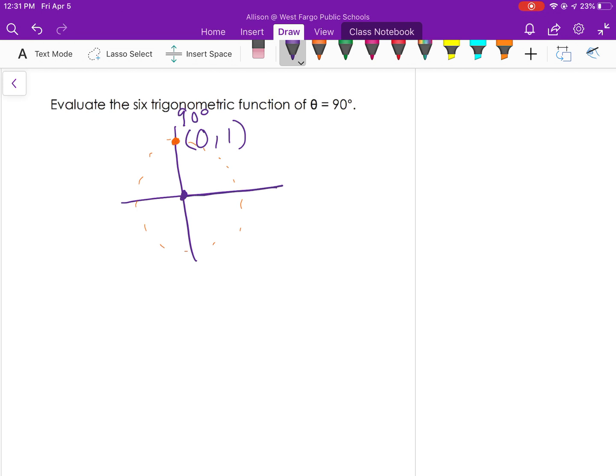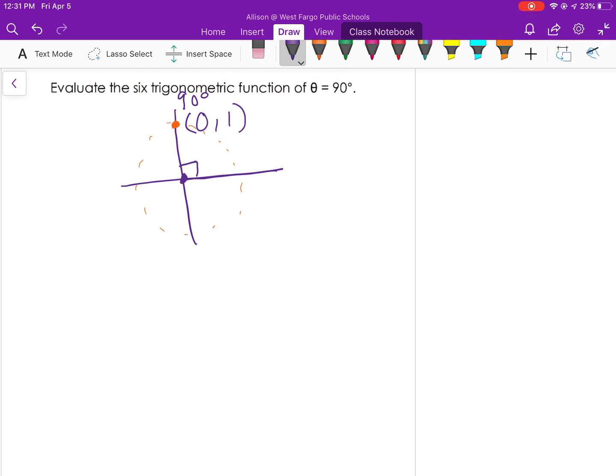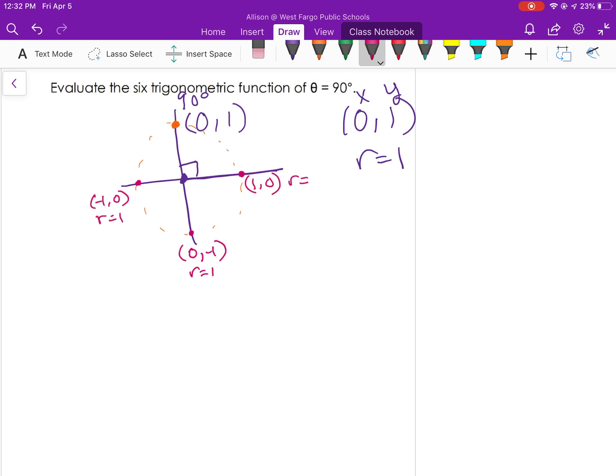So here's my terminal side. I'm going up 90 degrees and I'm picking the point 0, 1, which means that my radius will be 1. I always choose 0, 1. If it was over here, I would choose the point that's -1, 0. Down here it would be 0, -1, with a radius of 1. If it was at 360, I would choose the point 1, 0. You'd have a radius of 1.